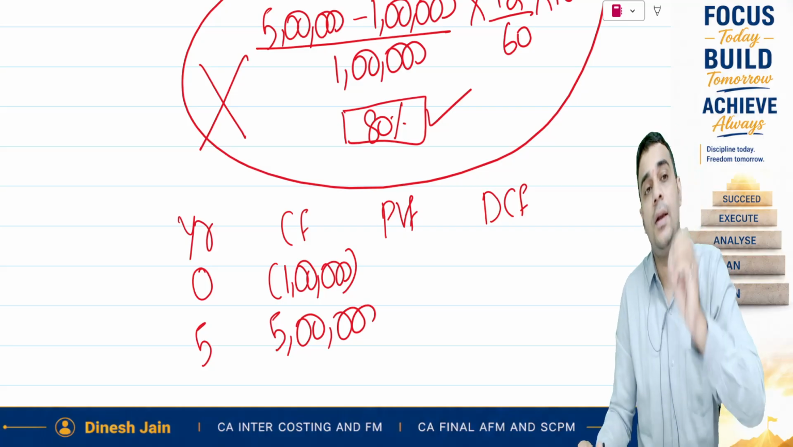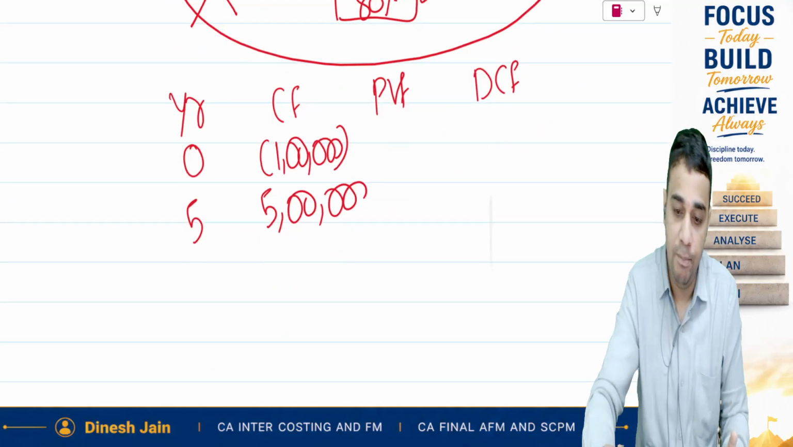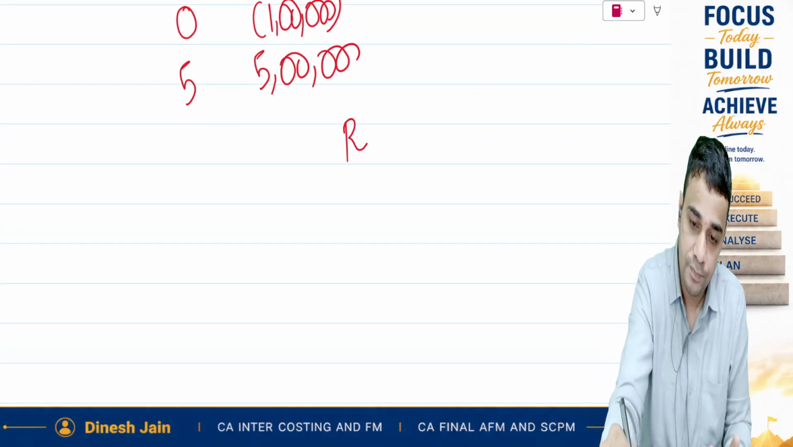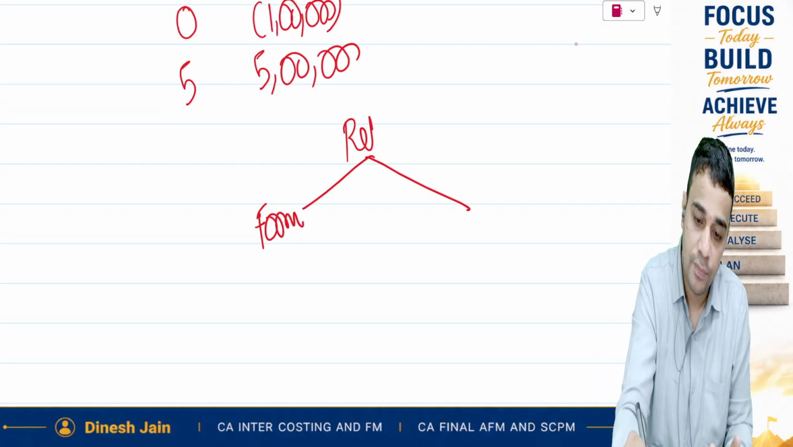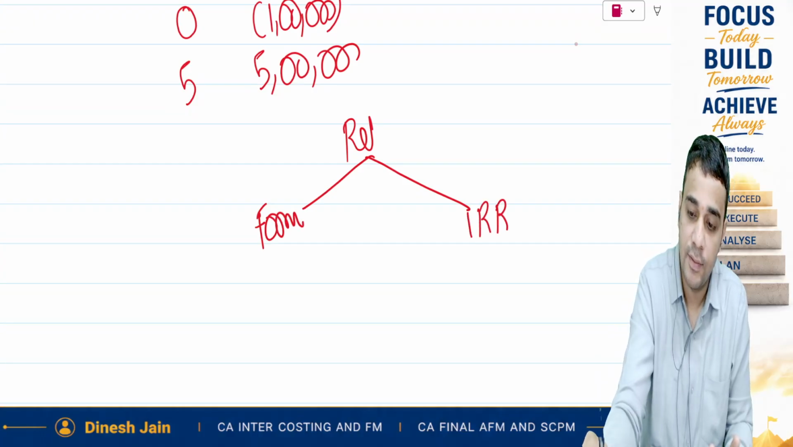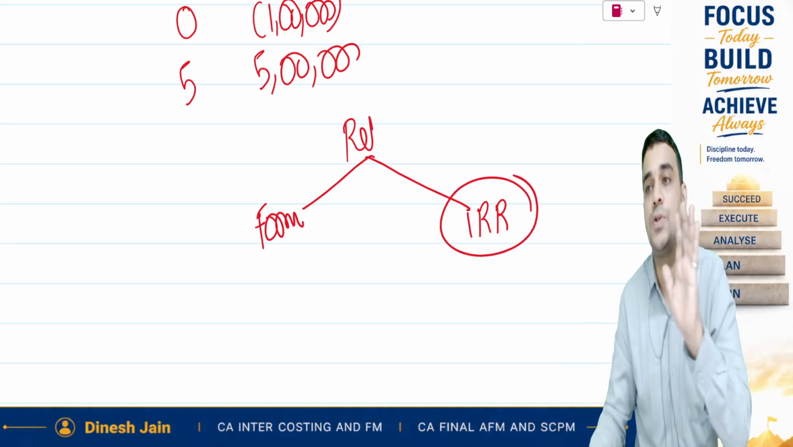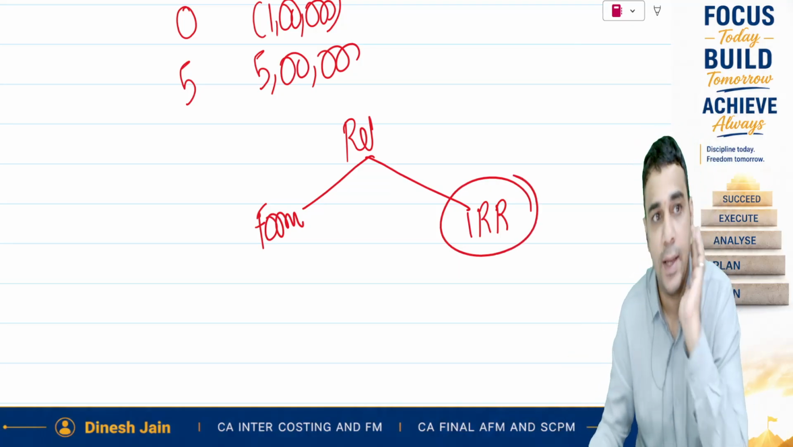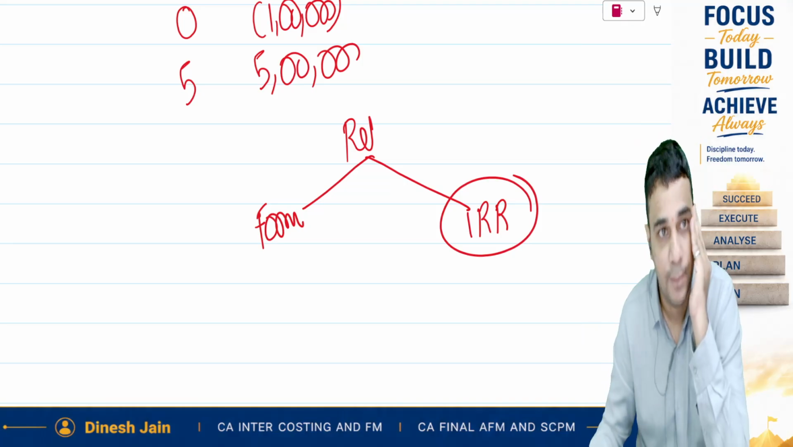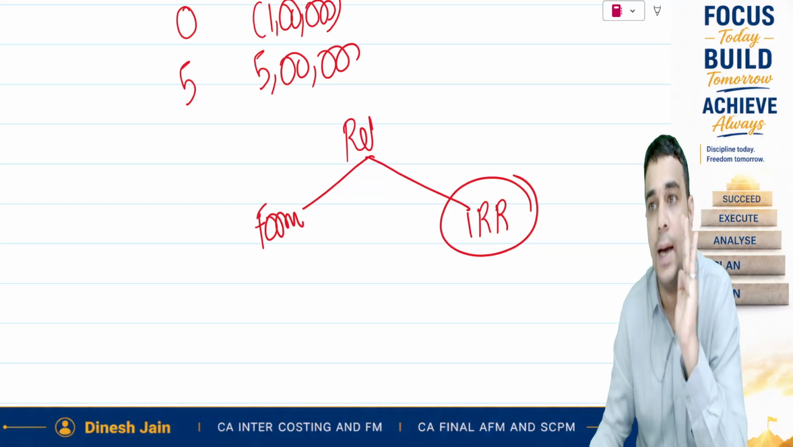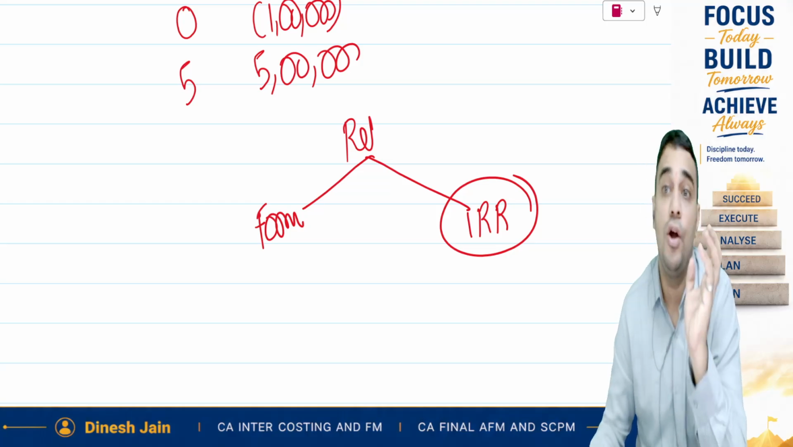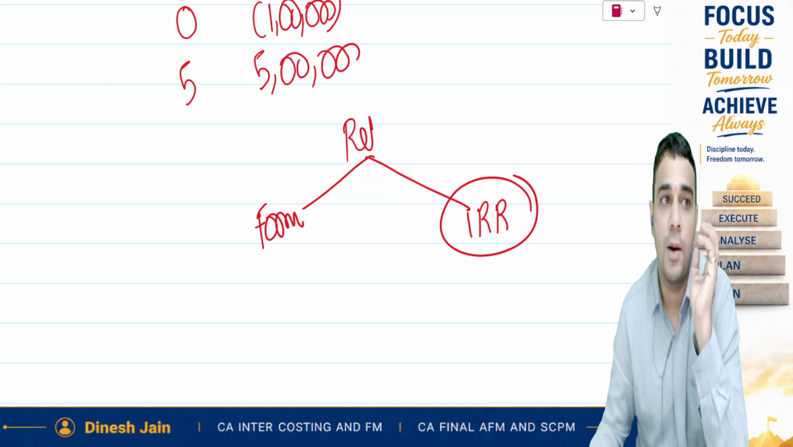So the return which we calculate can be done in two ways. One is the formula, second is IRR. The real approach is to do IRR, which they tested in one exam question. I'll come to that question. But the real way of doing the problem is the IRR approach and not the formula approach.